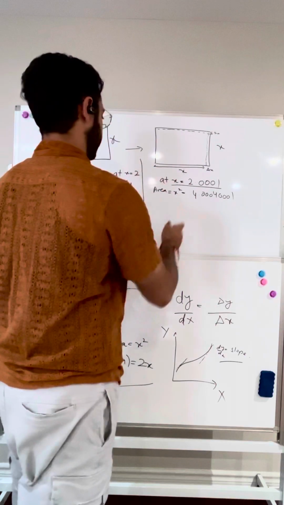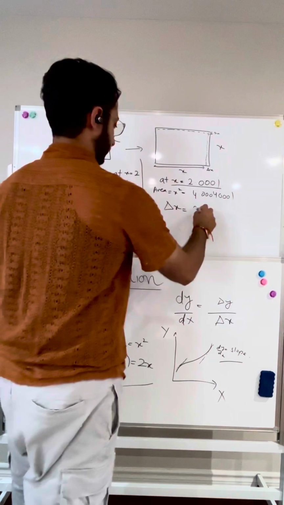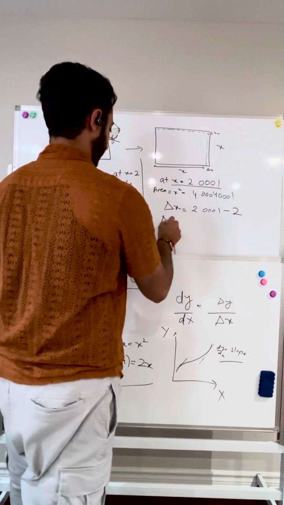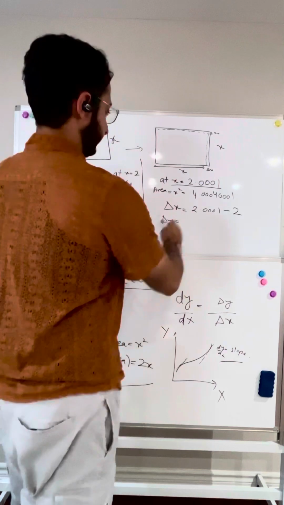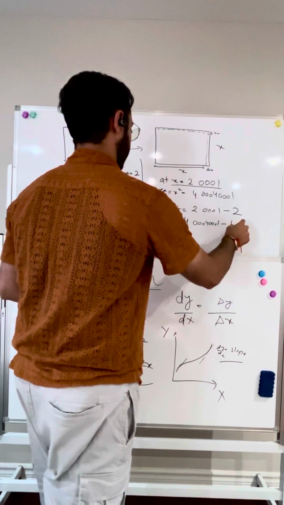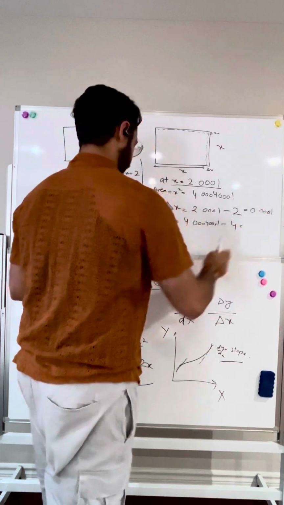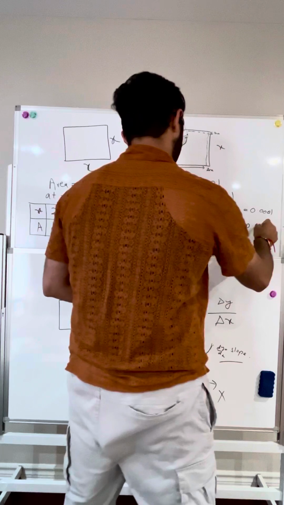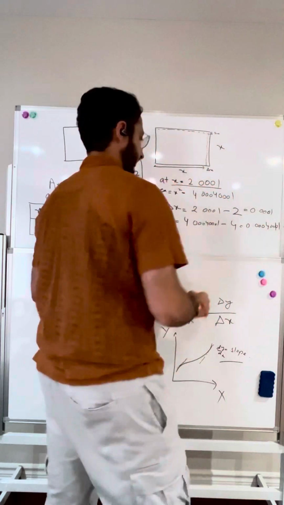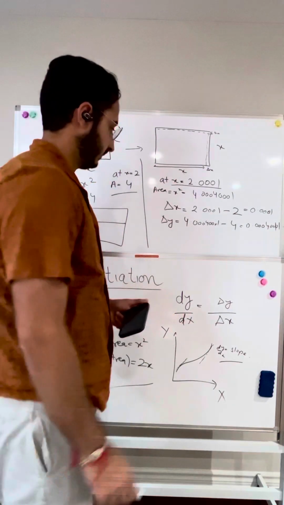We have x equal to 2 and x equal to 2.0001. So the delta x is going to be 2.0001 minus 2. Similarly, we have delta y equals 4.00040001 minus 4. In this case, we have 0.0001 after subtracting, and we have 0.00040001, right? So now, as we know that differentiation is dy by dx, we can confirm it.